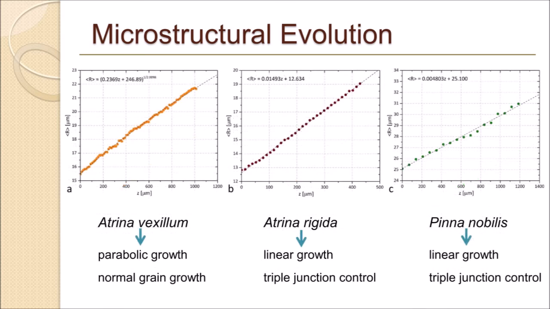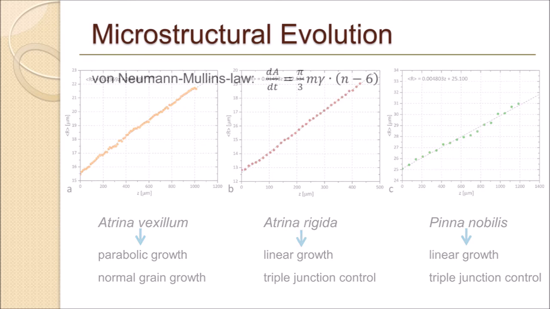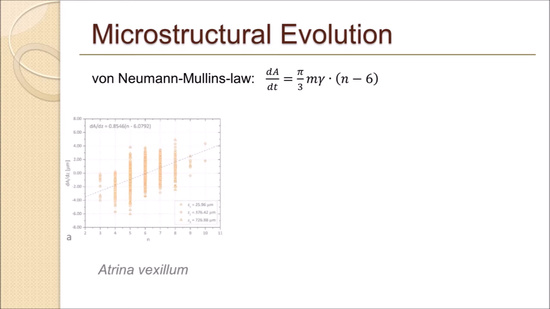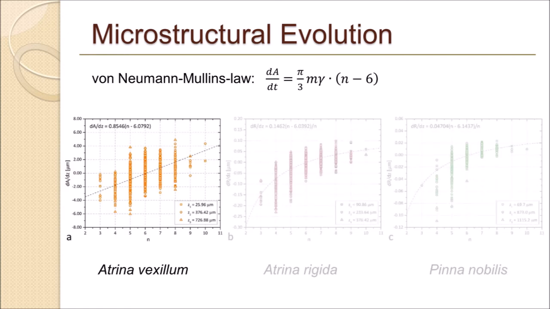In metals, such a growth law is known to exist for triple junction controlled grain growth. Now the question arises whether this relates in any way to the size change of the individual crystals. To that aim, we can analyze the von Neumann-Mullins law, which yields for Atrina vexillum indeed a linear relation between area change rate and number of edges.